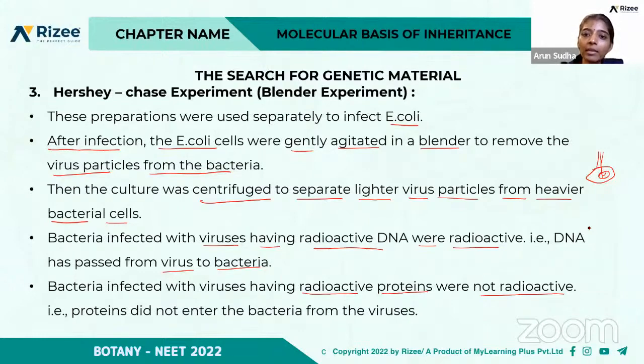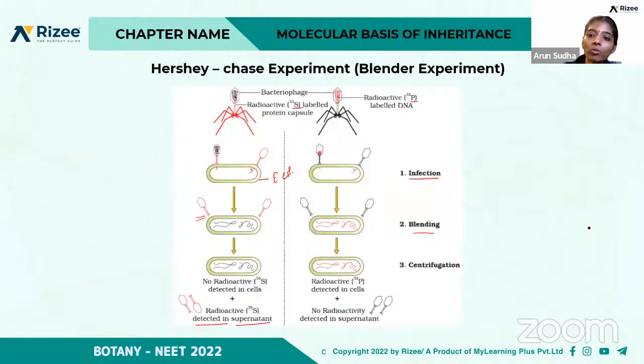This is called the blender experiment. So it involves 3 stages: infection, blending, and then centrifugation. So clear, right?